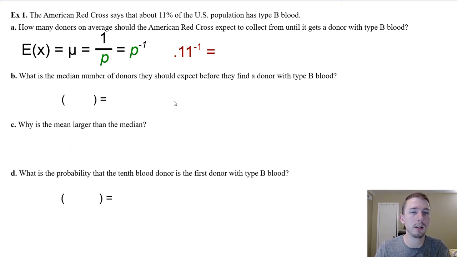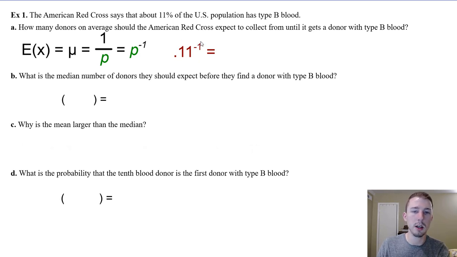The American Red Cross says 11% of the U.S. population has type B blood. How many donors on average should the American Red Cross expect to collect until it gets a donor with type B blood? So that's the geometric probability. So our geometric distribution, how many until our first success.